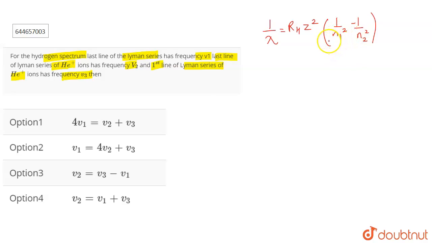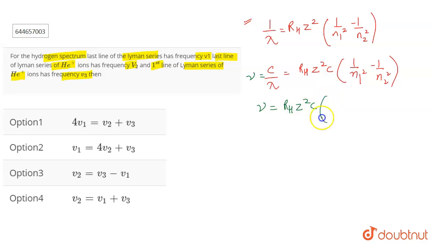Now, if we multiply this entire expression by C, this becomes C by lambda, and this becomes RH Z square C into 1 by N1 square minus 1 by N2 square. Now, C by lambda is actually nu. Nu is equal to C by lambda. So what do we get? We get nu is equal to RH Z square C into 1 upon N1 square minus 1 upon N2 square, where C is the speed of light.